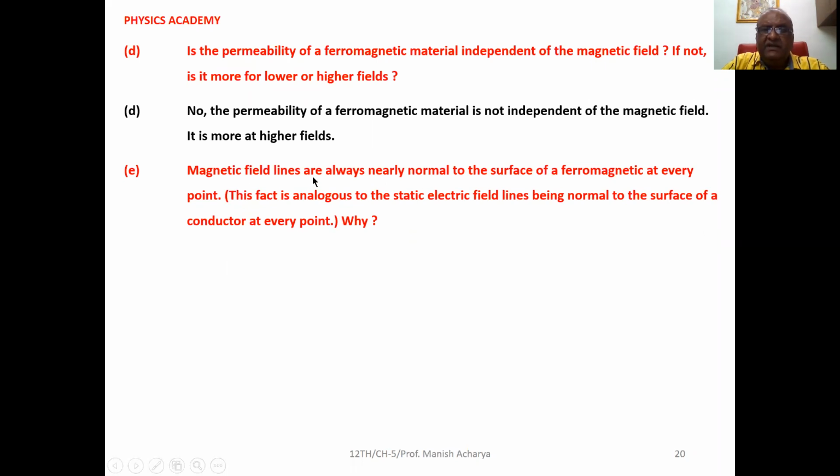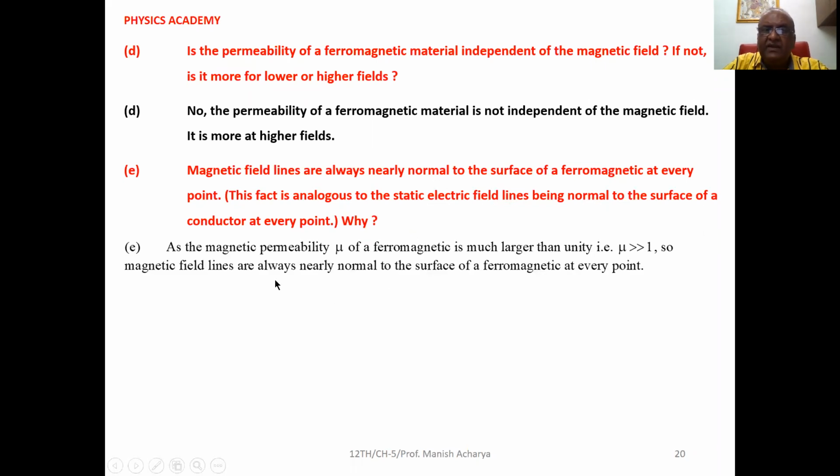E. Magnetic field lines are always nearly normal to the surface of a ferromagnet at every point. This fact is analogous to static electric field lines being normal to the surface of a conductor at every point. Why? As the magnetic permeability of a ferromagnet is much larger than unity, magnetic field lines are always nearly normal to the surface of the ferromagnetic substance.